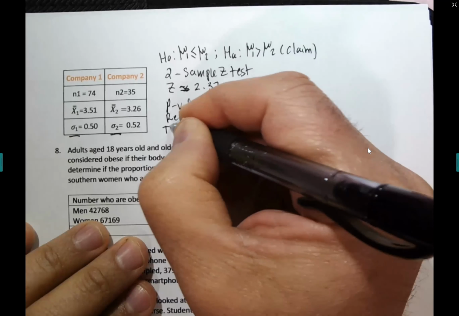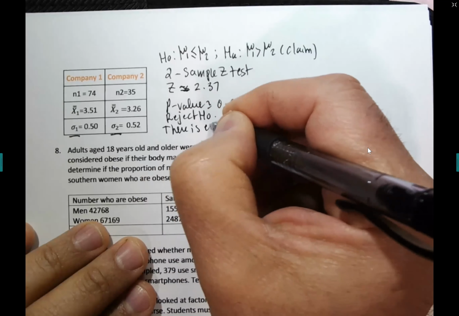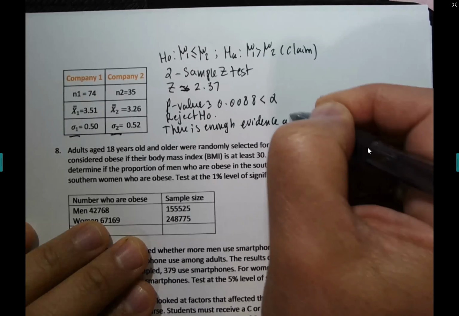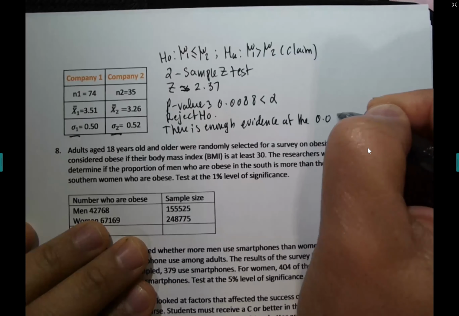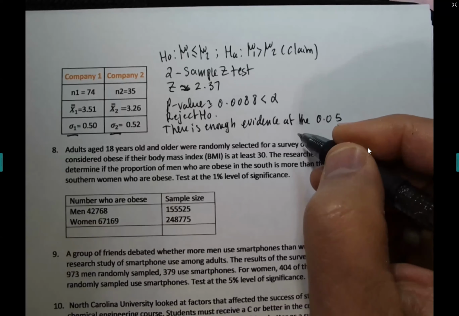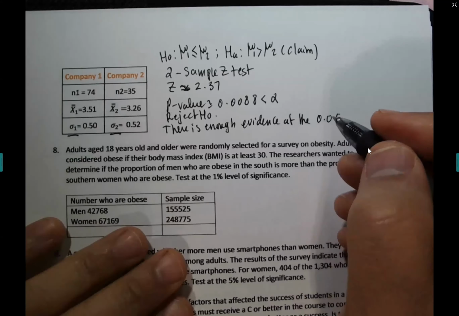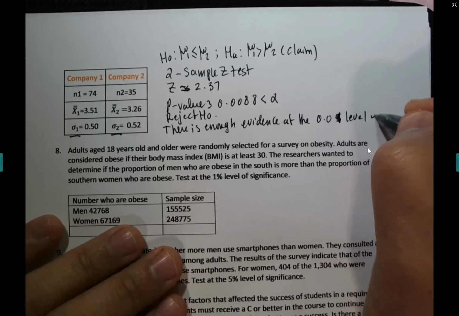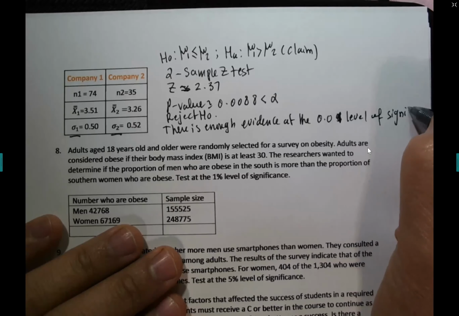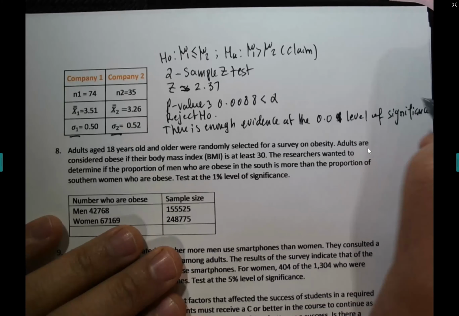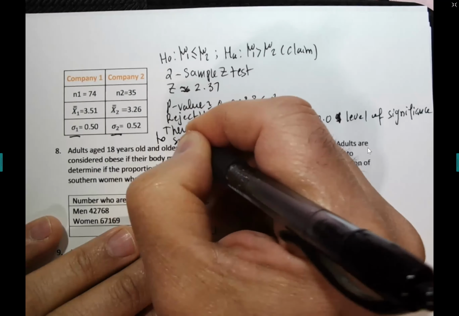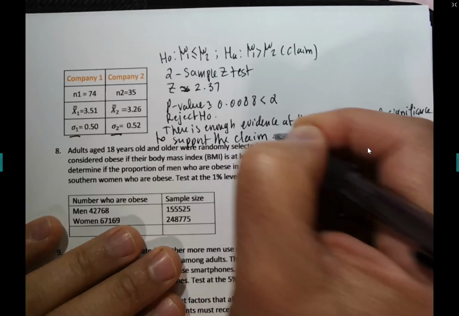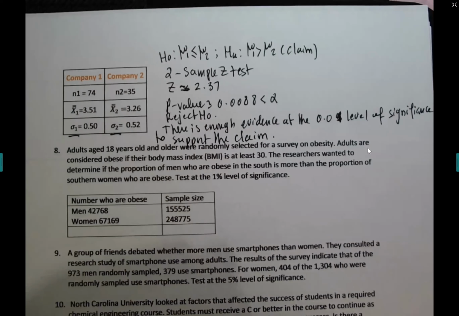There is enough evidence at the 1% level of significance, 0.01 level of significance, to support the claim that company 1 has a higher rating than company 2.